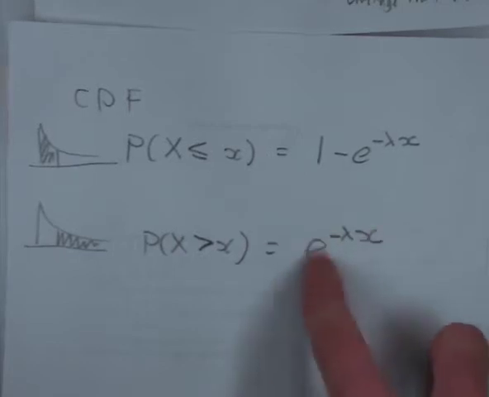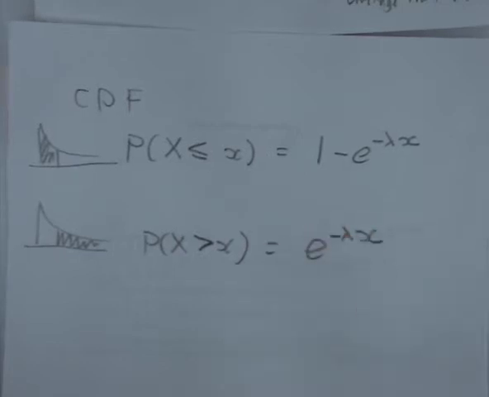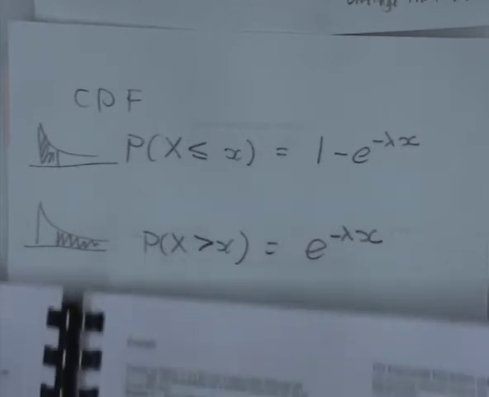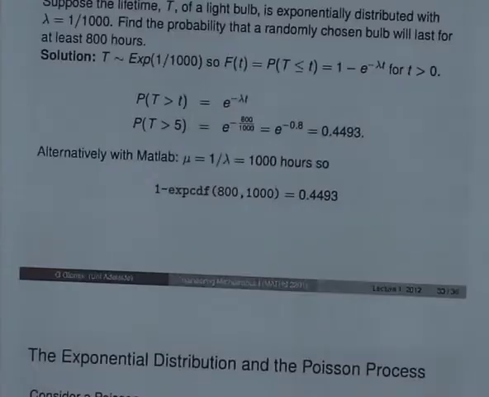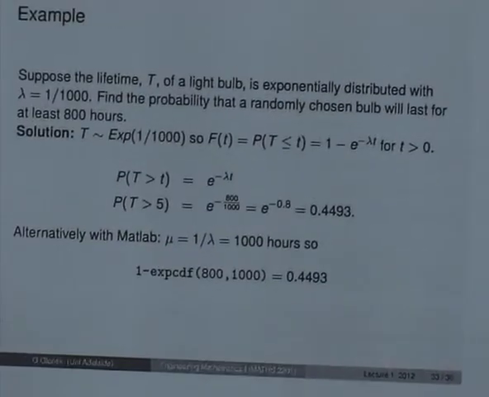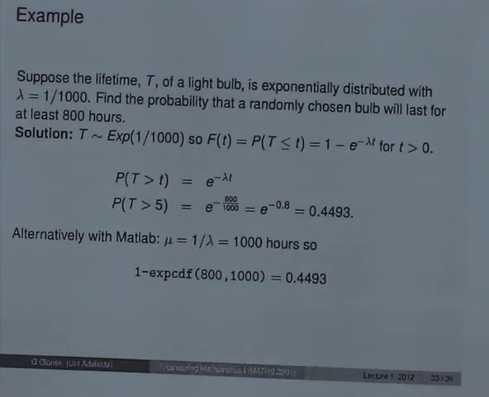Okay, this is what was used in the example in your lecture notes, which is here. I'll give you time to keep still writing. This example is page 33. It says, suppose the lifetime t of a bulb is exponentially distributed with lambda is 1 in 1,000. So that's one light bulb death for every 1,000 hours. Find the probability that a randomly chosen bulb will last for at least 800 hours.